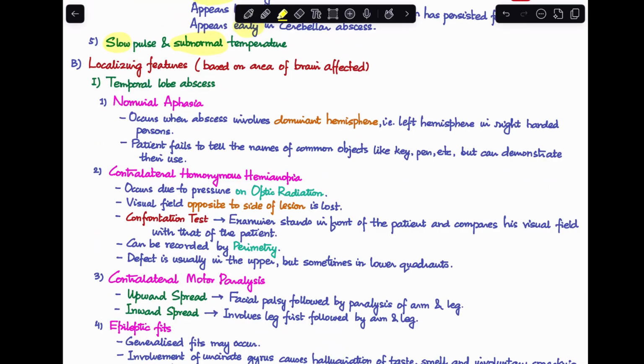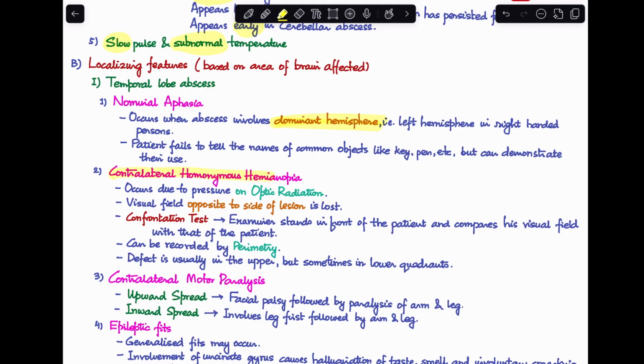So first we'll discuss temporal lobe abscess. First feature here is nominal aphasia. What is nominal aphasia? Here, the patient fails to tell you the name of common objects like key, pen, cat, bat, etc., but can demonstrate their use. And this occurs when the abscess has involved the dominant hemisphere, that is, the left hemisphere in right handed people. So, first feature is nominal aphasia.